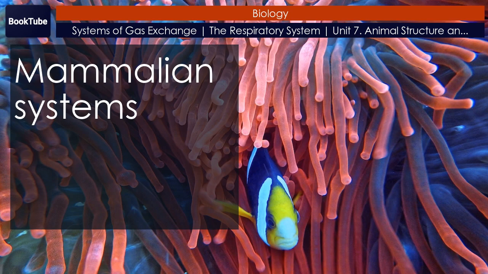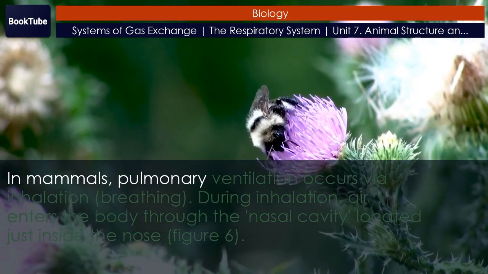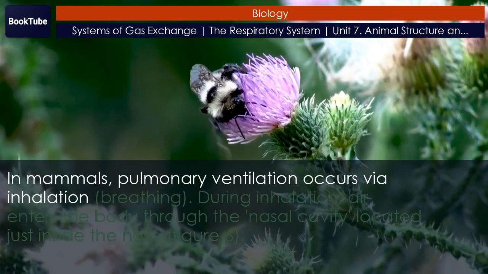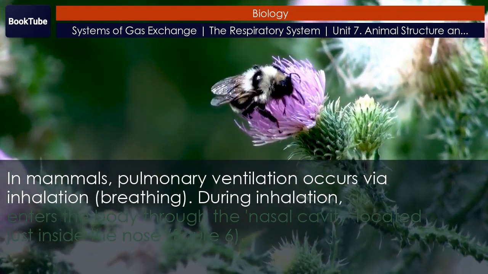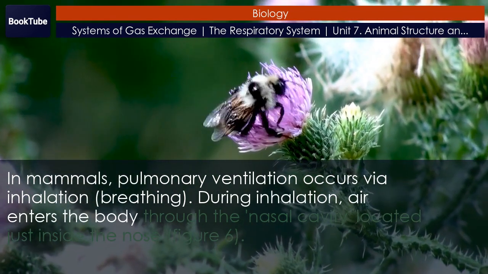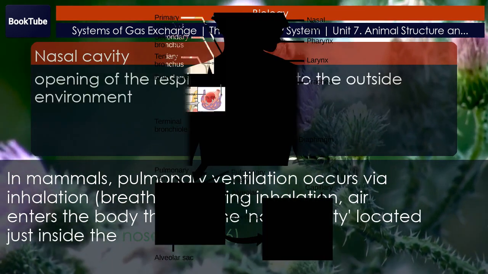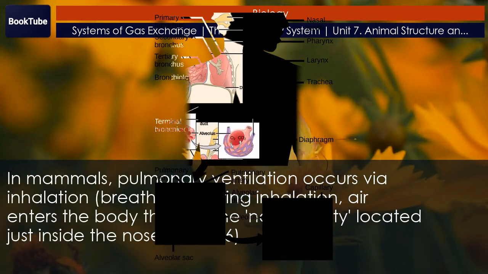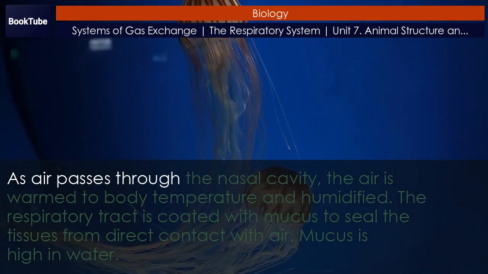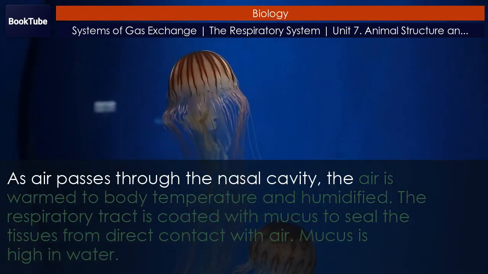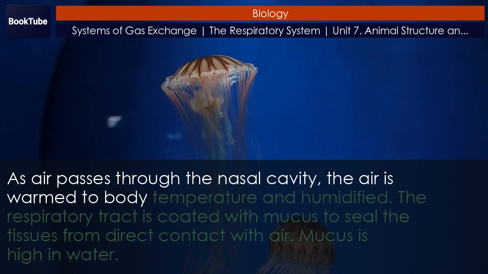Mammalian systems. In mammals, pulmonary ventilation occurs via inhalation, or breathing. During inhalation, air enters the body through the nasal cavity, located just inside the nose. As air passes through the nasal cavity, the air is warmed to body temperature and humidified.